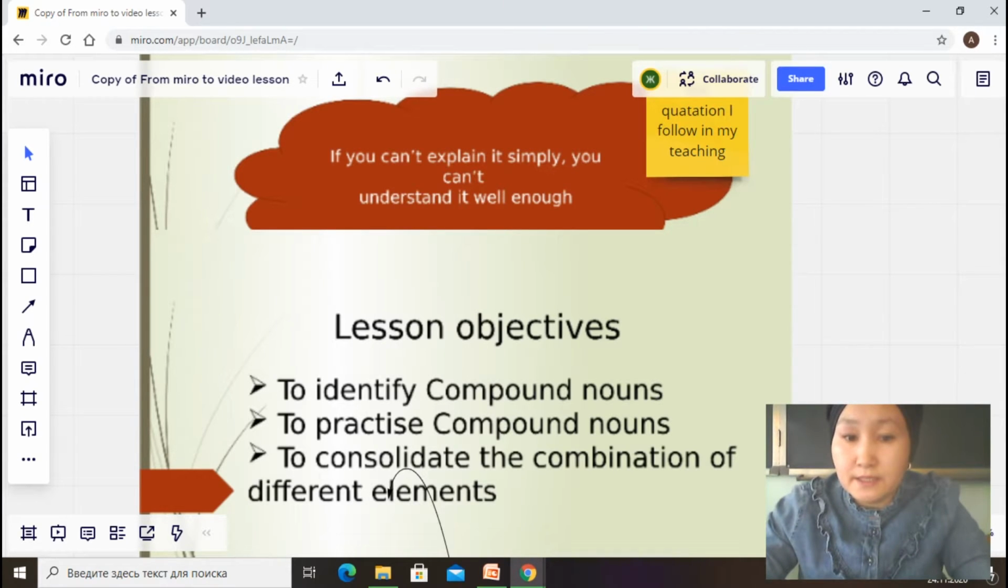And let's get acquainted with the lesson objectives. It is to identify compound nouns, to practice compound nouns, to consolidate the combination of different elements.